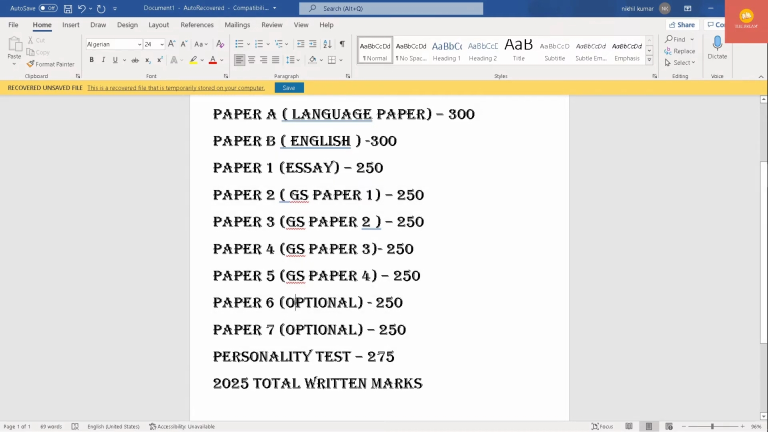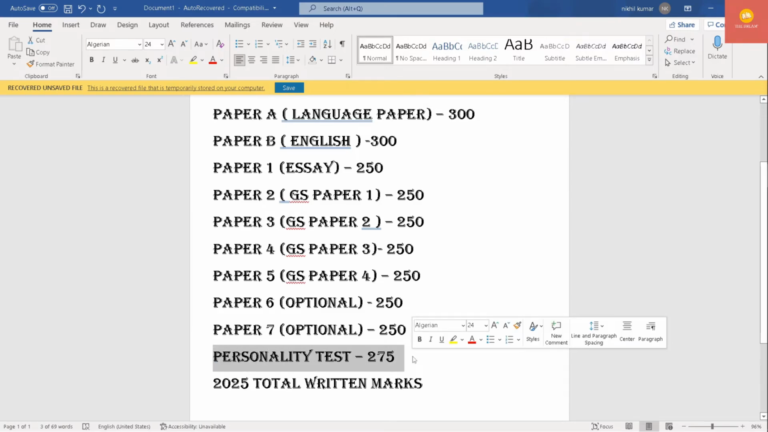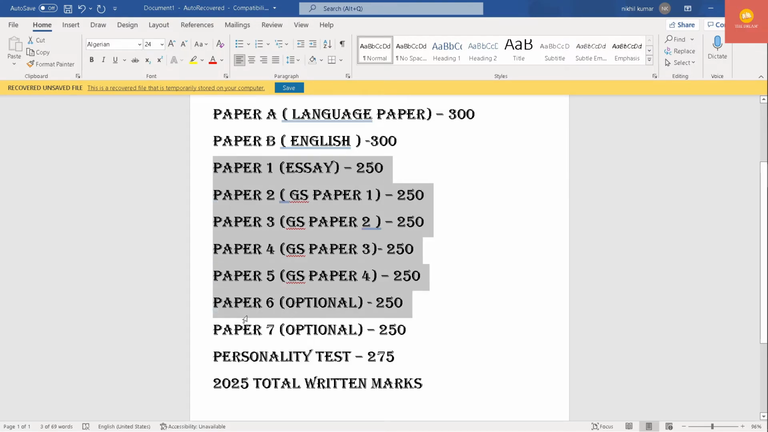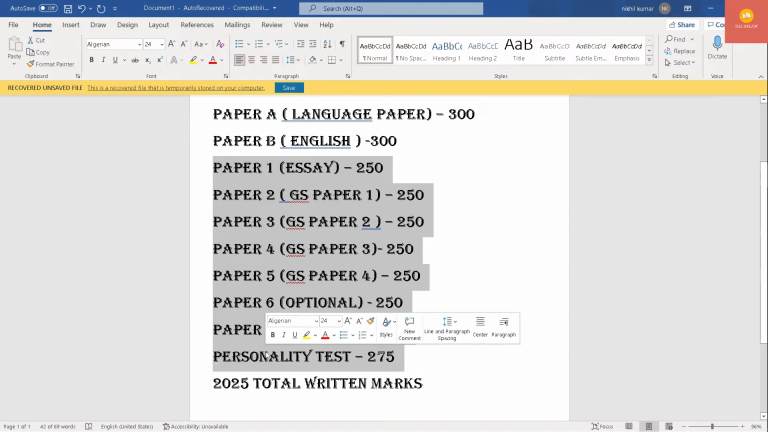And when you qualify mains, you will be eligible for the personality test. When you sit in the personality test, the marks given to you by the board members will also be counted for your merit. In one line, paper 1 to personality test, these marks are going to make you IAS, IPS, IRS.